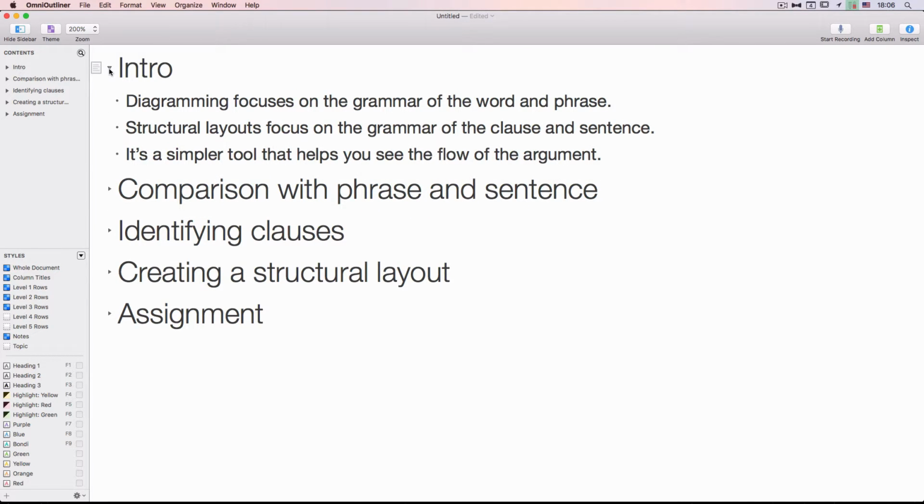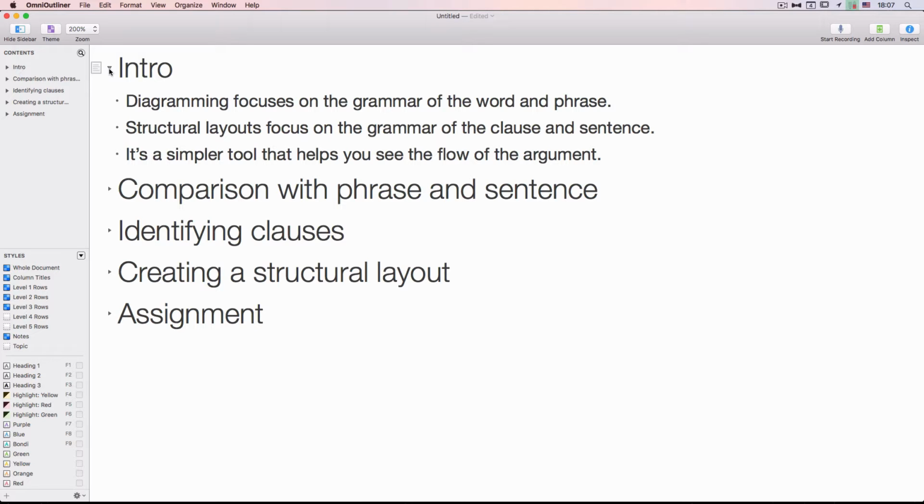Diagramming is a tool that focuses on the grammar of the word and the phrase. It's very particular. It's focusing on the small units. But structural layouts focus on the grammar of the clause and the sentence. They look at higher structures, higher in the sense that they're larger, so that you can have a simpler tool that helps you see the flow of an author's argument.